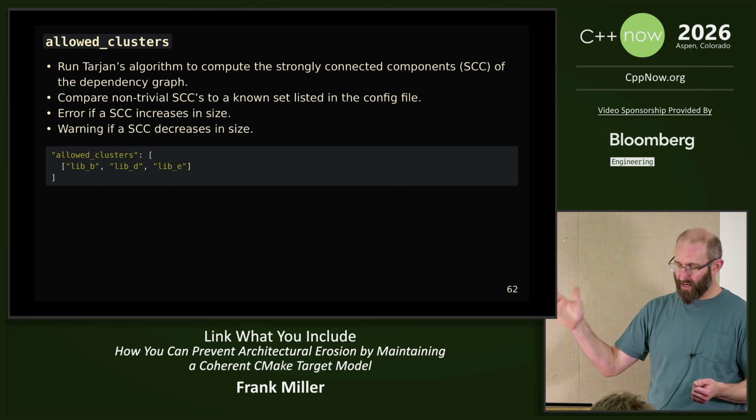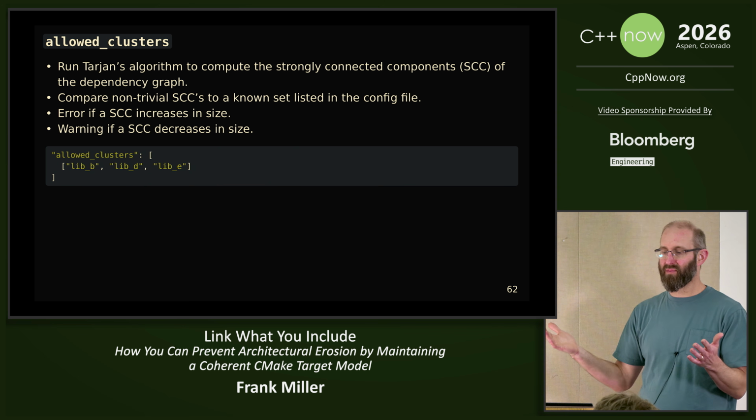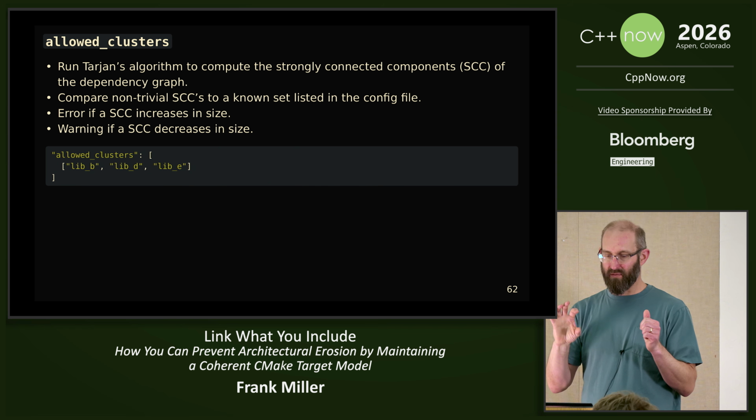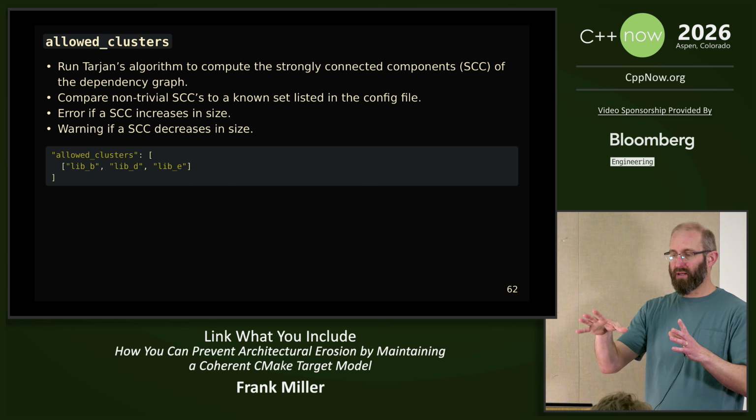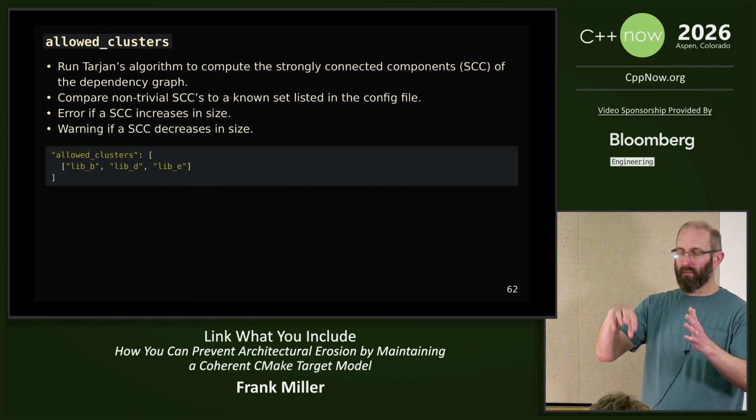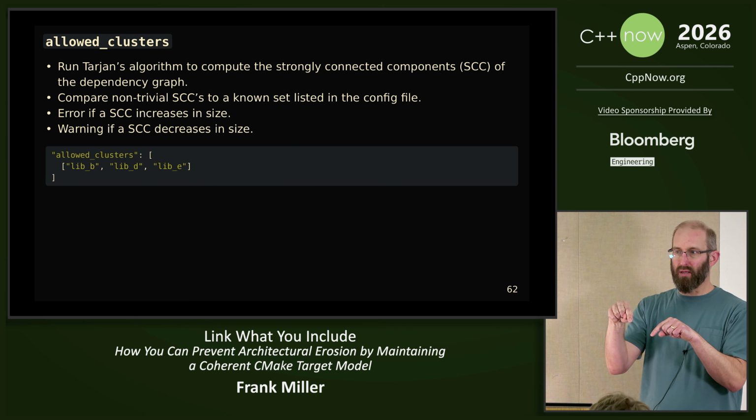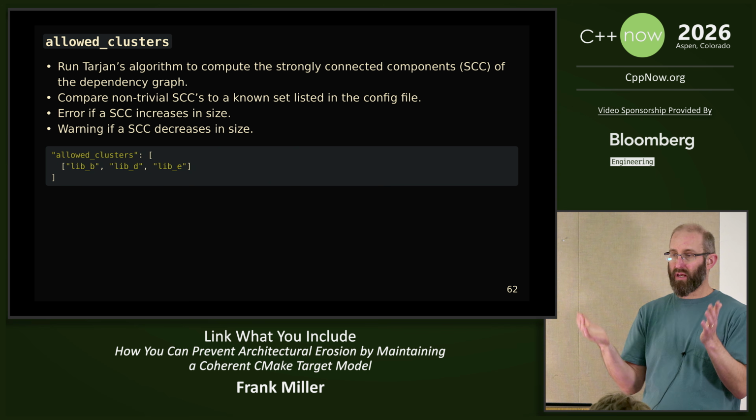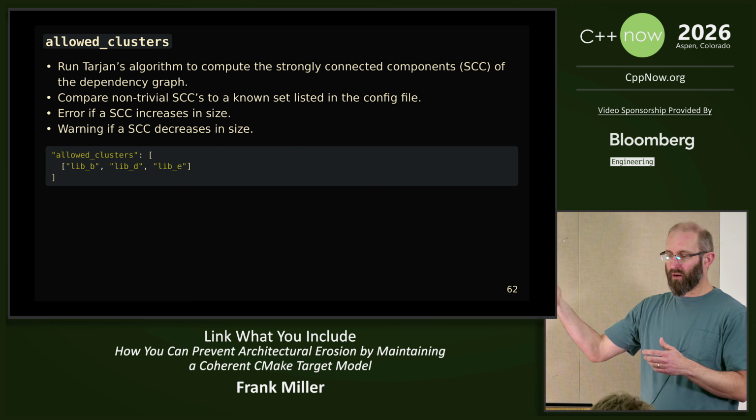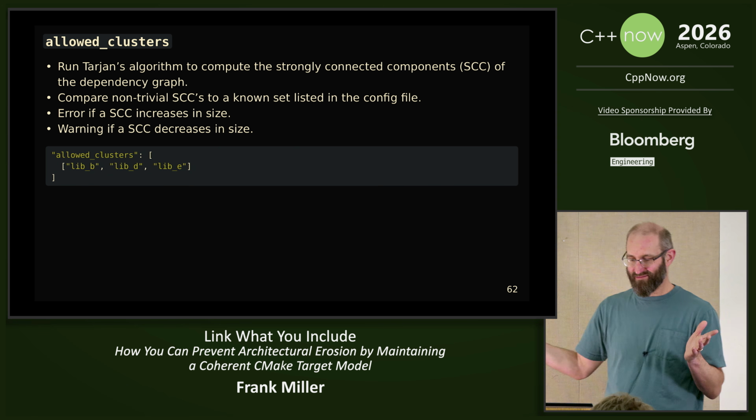So allowed clusters runs Tarjan's algorithm to compute the strongly connected components of the dependency graph. What that means is the dependency graph is a directed graph, right? And a strongly connected component is a subgraph that is strongly connected. And what that means is for any two nodes in the subgraph, there's a path that connects one to the other. That's just the graph theoretic way of saying a cyclic dependency. And there's an algorithm to compute it. And so now we can compute this, right?